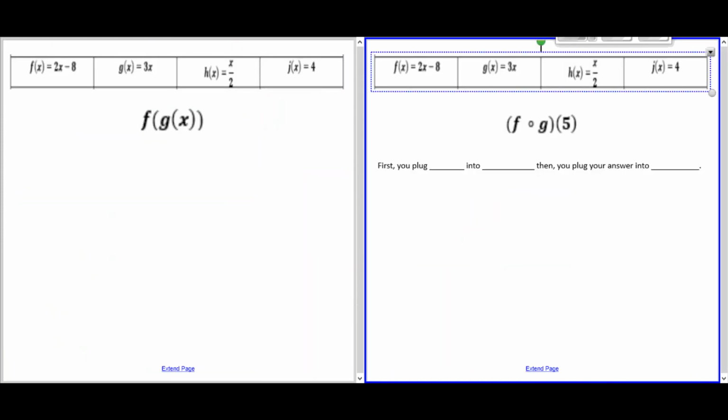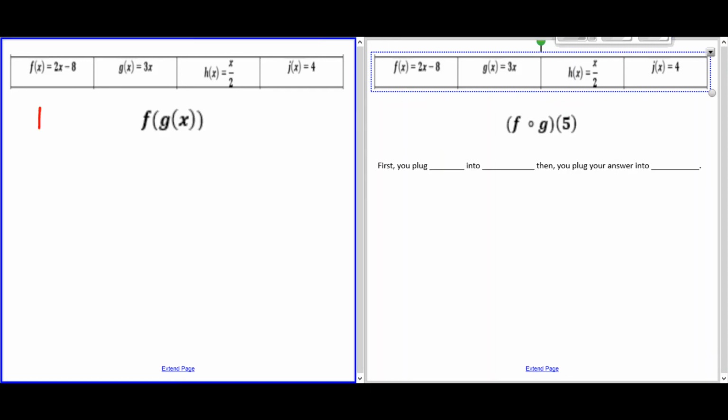The next example, I want you to try. So this example, give it a try. I didn't put the sentence stem on there, but I want you to give it a try. So f of g of x. So give that one a try. We'll go over that one during our live meet. So f of g of x. So f of x is 2x minus 8. g of x is 3x. So give that one a try.